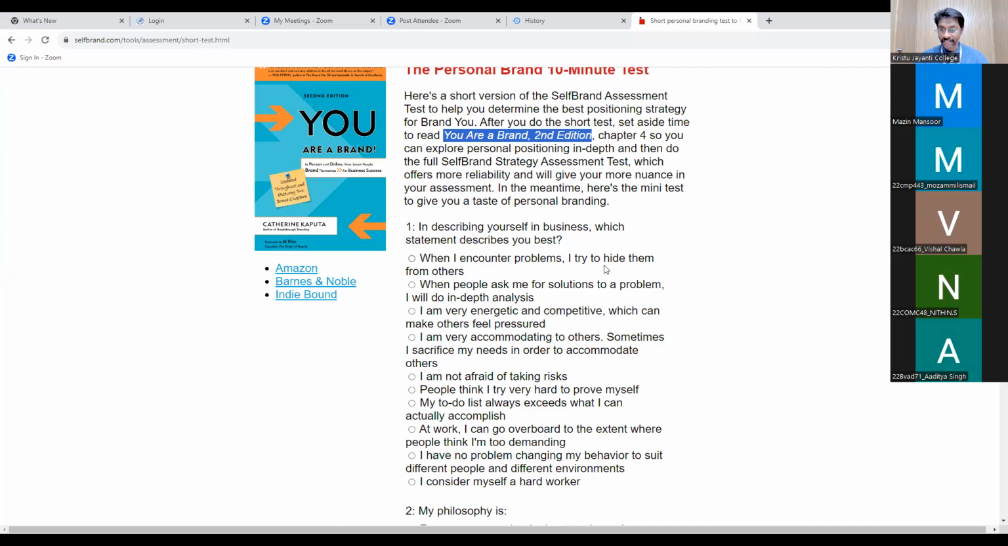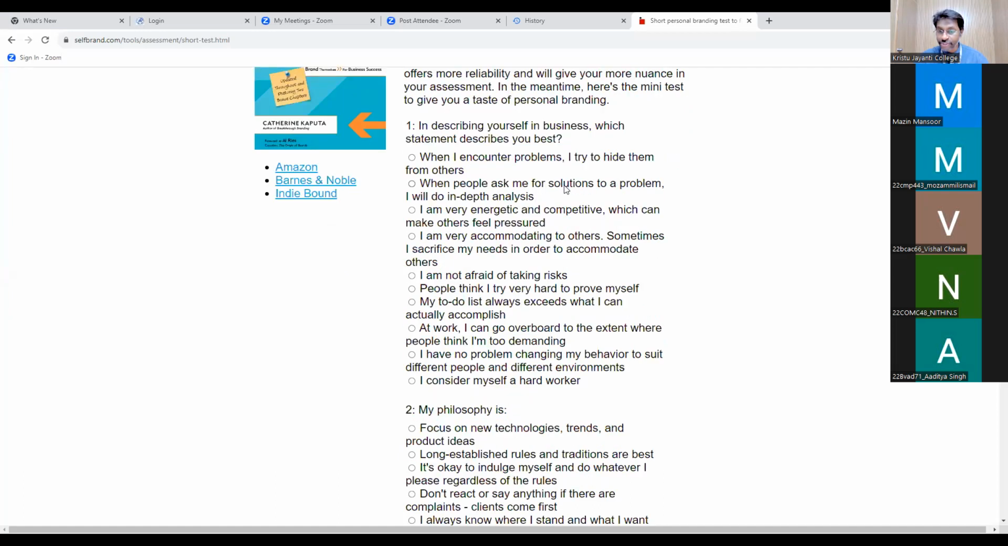When I encounter problems, I try to hide them from others. When people ask me for a solution to a problem, I will do an in-depth analysis. I'm very energetic and competitive, which makes others feel pressure. I'm very accommodating to others. Sometimes I sacrifice my needs in order to accommodate others. Look at these choices. In any one of these situations, you would have reacted in certain ways, so try to think of how you would be reacting. At work, I can go overboard to an extent where people think I am too demanding. I have no problem changing my behavior to suit different people and different environments. And I consider myself a hard worker.